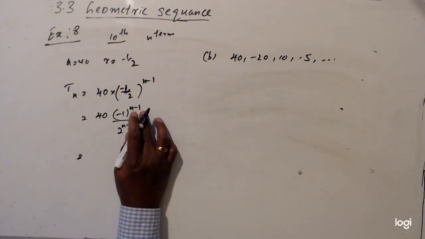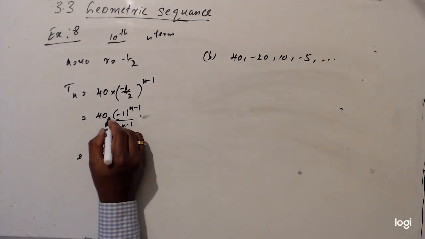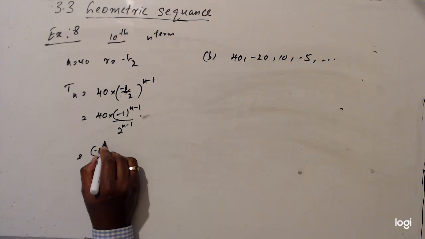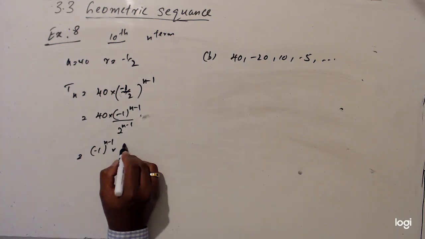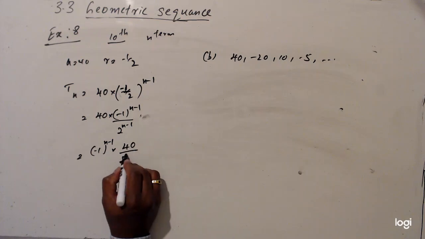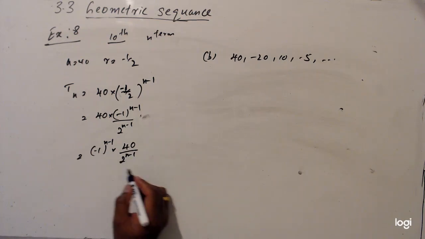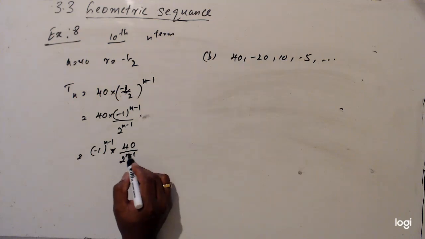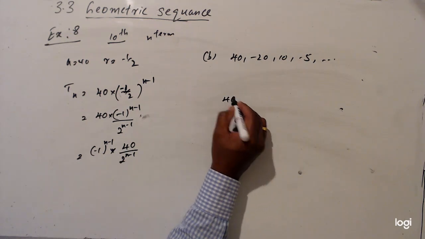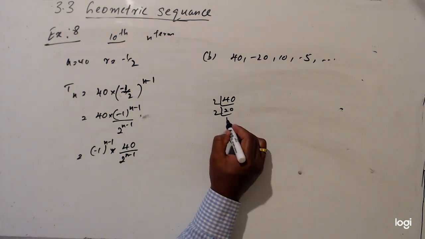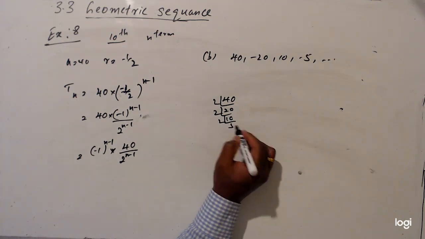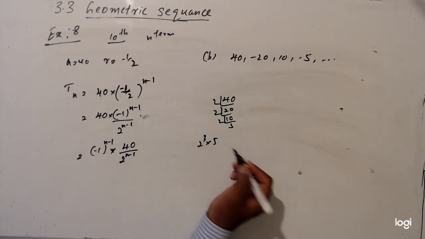Then I can bring this one to the front, minus 1 to the power n minus 1. According to odd and even, this becomes positive and negative, and the remaining is 40 over 2 to the power n minus 1. To simplify, I can write 40 in terms of 2. 40 is 10 times 4, so 2 to the power 3 times 5.